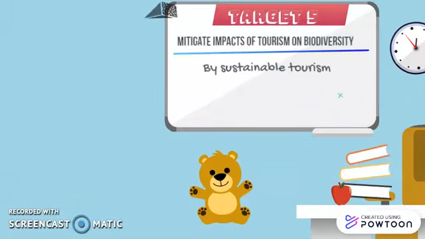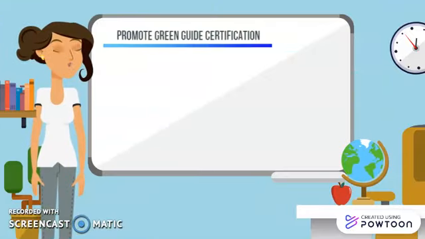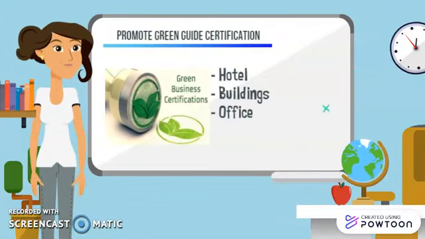Target 5. Mitigate the impact of tourism on biodiversity by sustainable tourism. For example, Disney on its Disney World uses sustainable tourism by undergoing several steps such as conserving water, reducing waste, saving energy, traveling green, and using clean energy. You can also promote green guide certification to hotels, buildings, offices, and also green business certification.